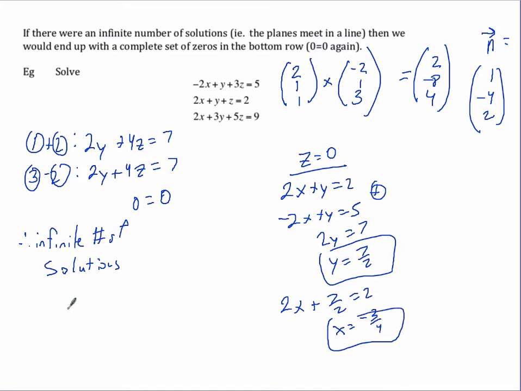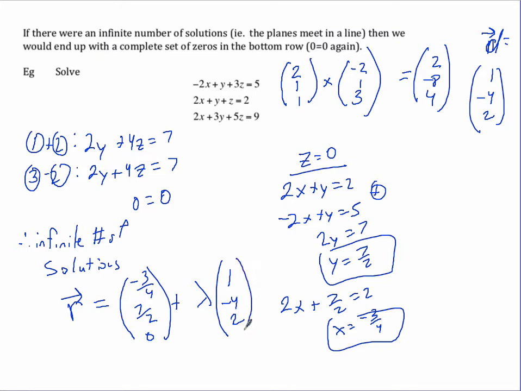So the equation of the line of intersection is the initial point, negative 3/4, 7 over 2, 0, plus lambda times the direction. I shouldn't have called this n right here. That's actually the direction vector of the line, so that's d equals 1, negative 4, 2.